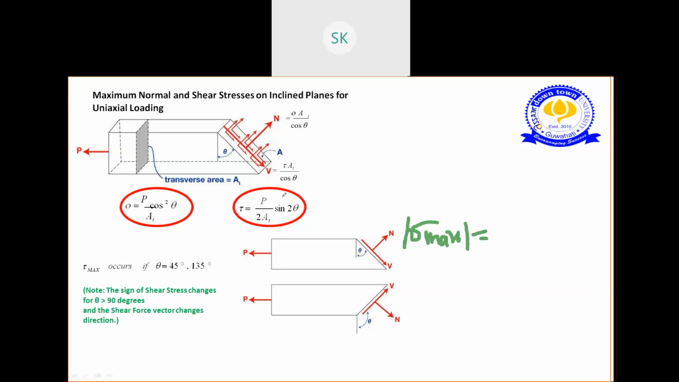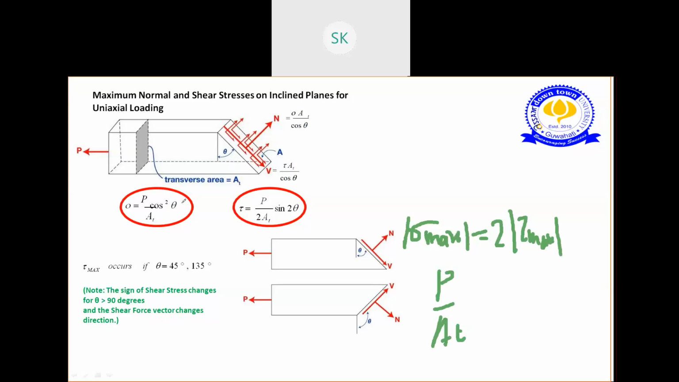Again, if I put here theta equal to 45 degree, this will become maximum. This will become 1. So it will be P by twice A0. So I can write twice of magnitude of tau max. Can I write this relation or not? Magnitude of sigma max is P by A0.